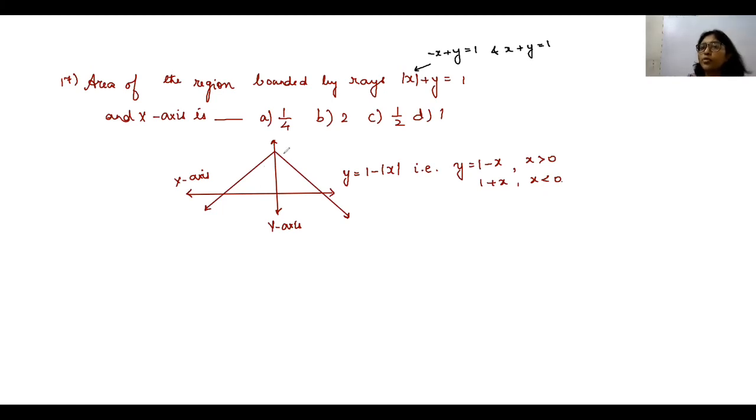We want to find the area bounded by these rays and the x-axis. That means the area of this triangle, wherein our point here is 1, 0, and over here it is minus 1, 0, because that's what the intercepts are. Minus 1 and 1 over here, and for y it is 1. So the area is half base into altitude, OA. Now the base is 1 unit on this side and 1 unit on the other side, 2 units. Altitude is 1. Area of the triangle formed here is 1.